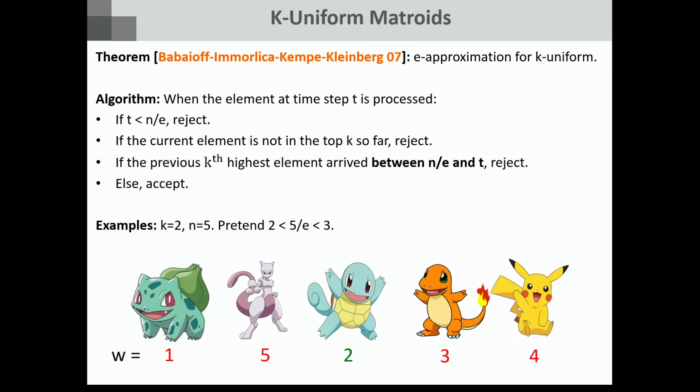Okay, good. And the last example I wanted to run: the first 2, Bulbasaur and Mewtwo, will be rejected. They're before the cutoff. Squirtle comes. The current element is in the top 2 so far. The previous second highest was Bulbasaur, so Squirtle gets accepted. Charmander comes. It is in the top 2 so far, but the previous second highest is Squirtle, which was after the cutoff, so Charmander is rejected. When Pikachu comes, it is in the top 2 so far, but the previous second highest was Charmander, who came after the cutoff, so Pikachu is also rejected.